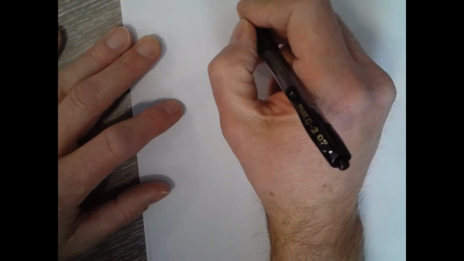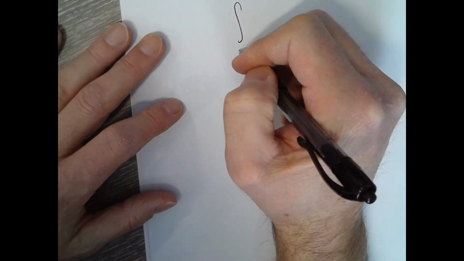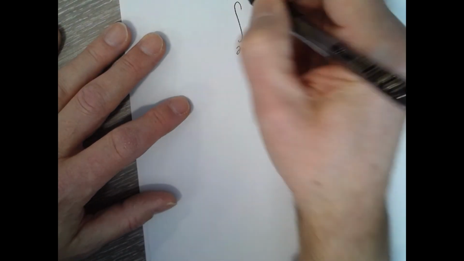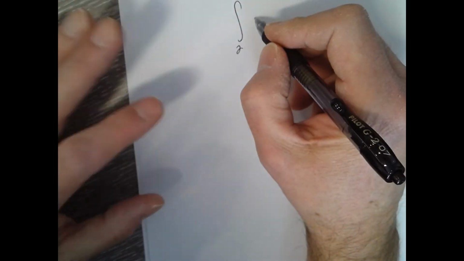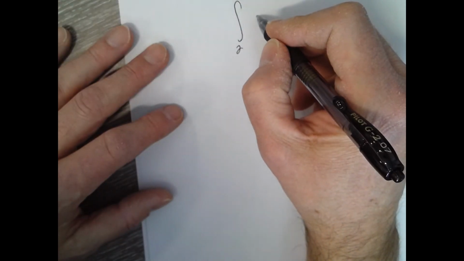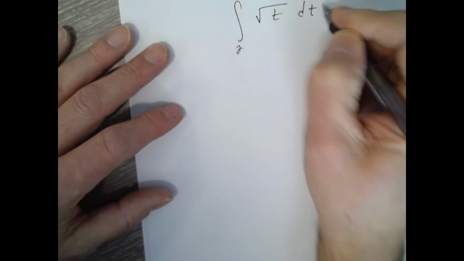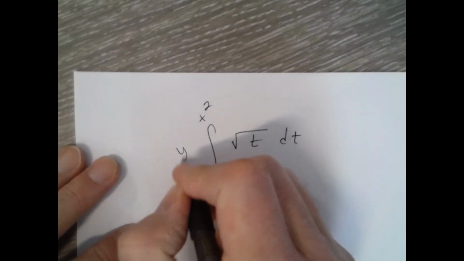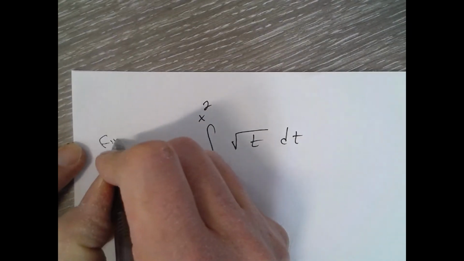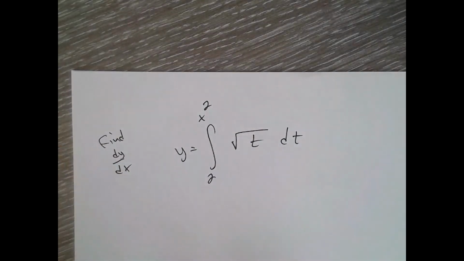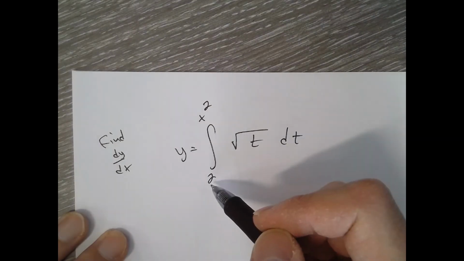So if I go from 2 to x squared, and let's say it is square root of t dt. Okay, so this is what y is, and we're trying to find dy dx. So we could find the antiderivative and then find the derivative, but we can just drop it in as long as there's a constant on the bottom and variable on top.